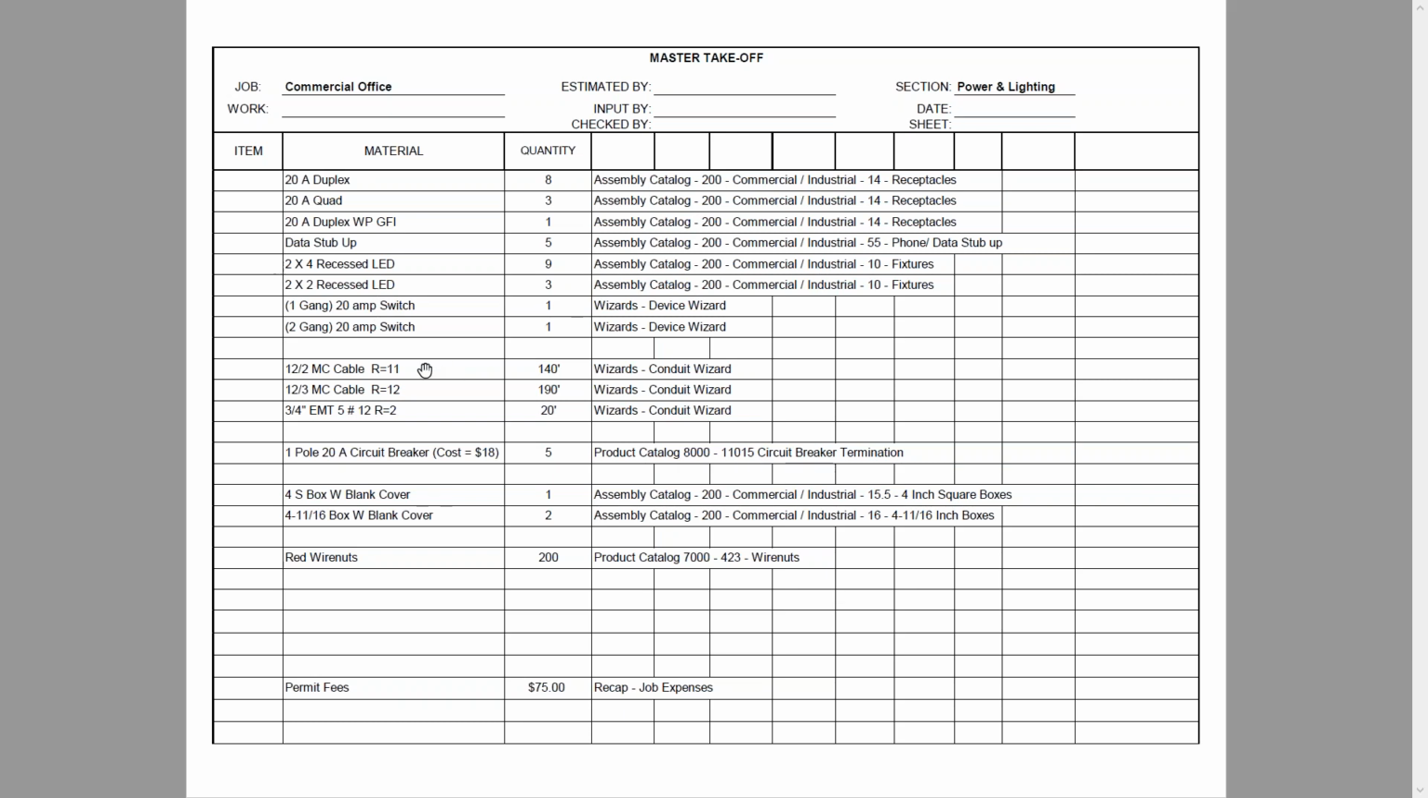Use it for the switches. Then also MC cable, I'll show you to use the wizards, specifically the conduit wizard. I'll show you all this in a video, but again, I set up this material takeoff form so you could read it and then just know where to navigate in Red Rhino Estimate to input the information. Down here further is circuit breakers, 4S box, these are assemblies, 411 box, red wire nuts. At the bottom I showed where there is $75 worth of permit fees, and I'll show you how to put that in. Next, I'm going to show how to actually input these materials into Red Rhino.